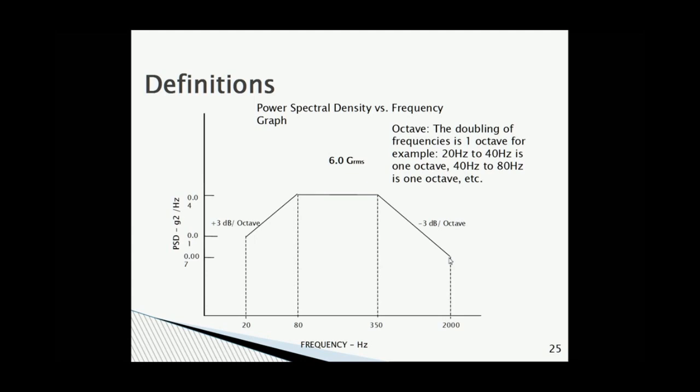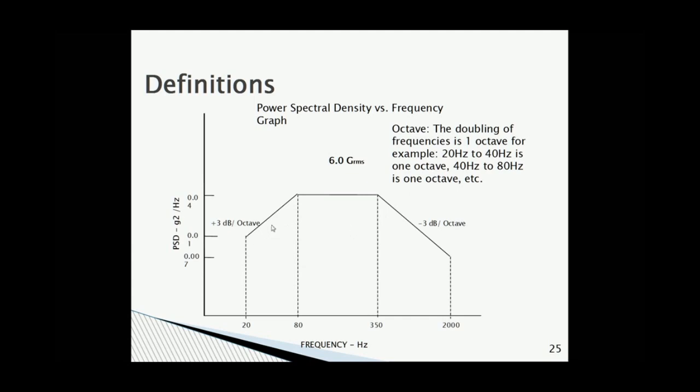Now we kind of dabbled into octaves when I talked about sweep rate for a sine vibration test. Let's go ahead and define octave again. Octave is the doubling of frequencies. So for instance, one octave is from 20 to 40 hertz. That's one octave. And then 40 to 80 hertz is another octave. So each of these is one octave. So octaves for vibration testing are a doubling of frequencies.